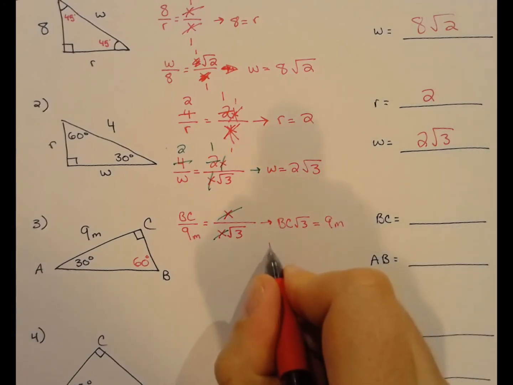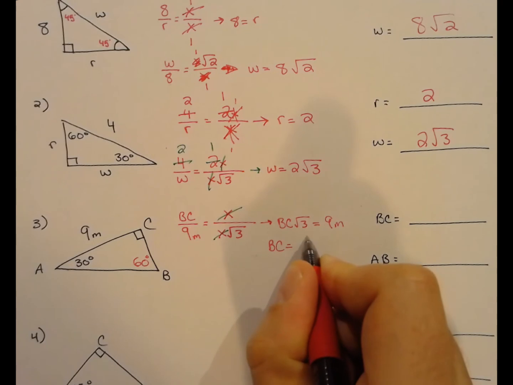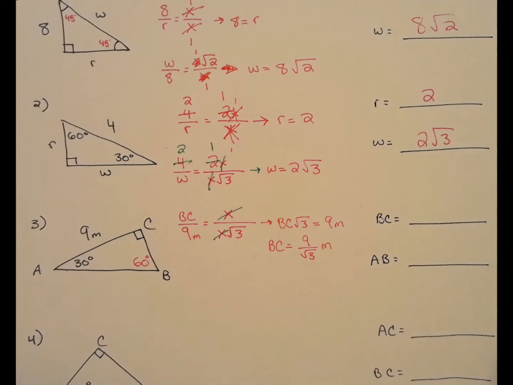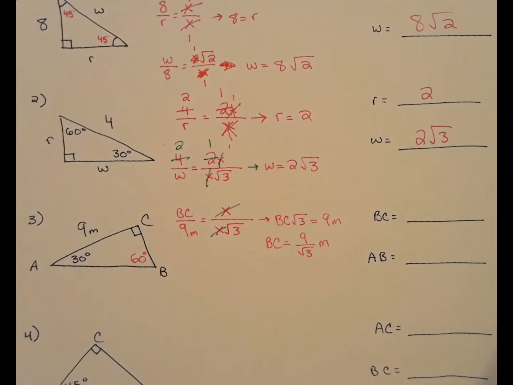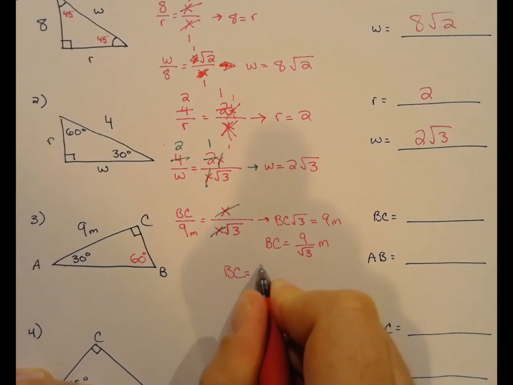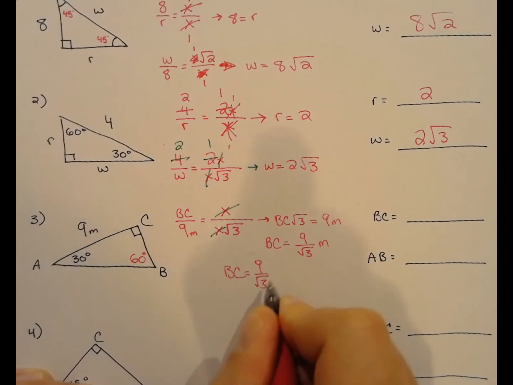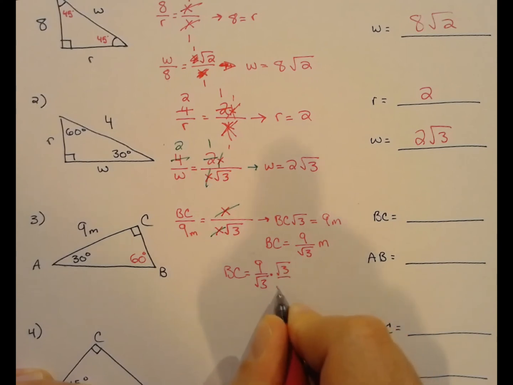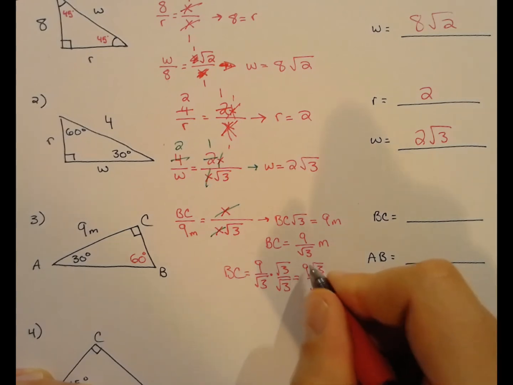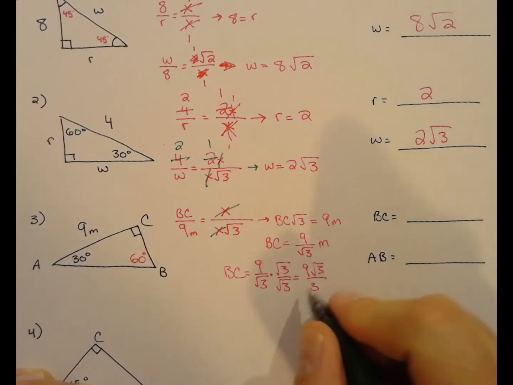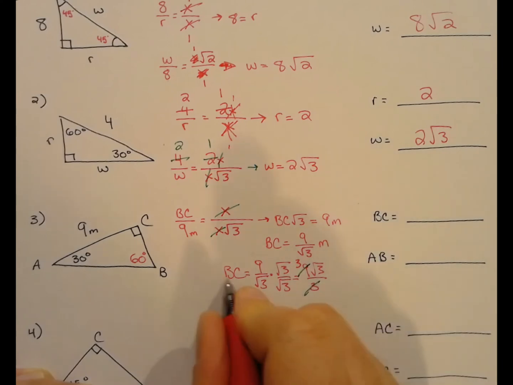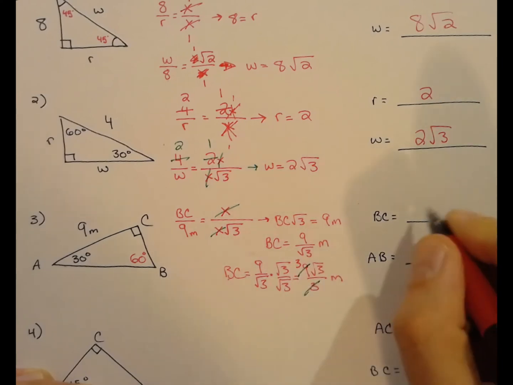And then to solve for BC, we're going to divide both sides by the square root of 3. But this is where we have that radical in the denominator, so we've got to take care of that. So we're going to multiply 9 root 3 by root 3 over root 3. We get 9 root 3 over the whole number 3, and then we can factor the whole number 3 out of the denominator and out of 9. So BC is 3 times root 3, and that's in meters.